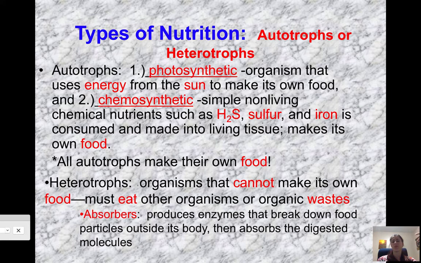Okay, and then heterotrophs are just the organisms that can't make their own food, and they have to eat other things to get food. So they either have to eat other organisms or the waste from those organisms, like decomposers. And then you also have absorbers. An example of absorbers would be like a mushroom. They absorb nutrients from dead and decaying wood or leaf litter to make into their system and digest those molecules.